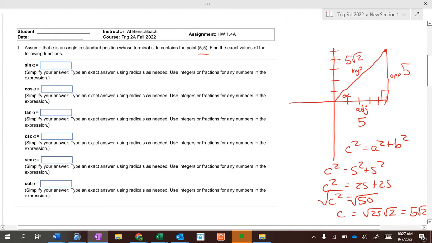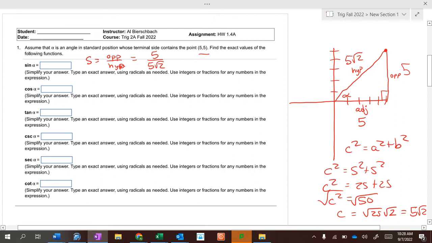So it's 5 square root of 2 is the hypotenuse. So what is the sine? Well, to figure out the sine is opposite over hypotenuse, which is 5 over 5 square root of 2.